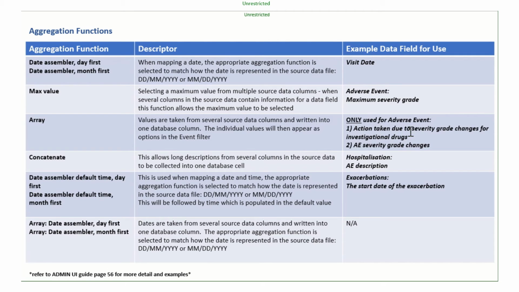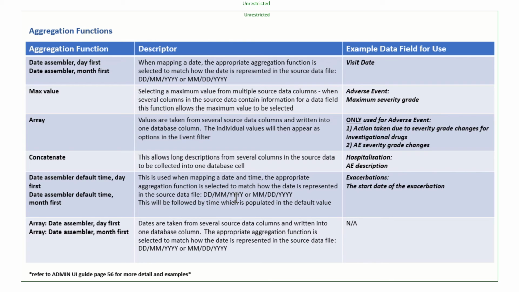where action taken due to severity grade changes for investigational drugs and AE severity grade changes. The latter three aggregation functions are less commonly used, but they are available should the need arise. Concatenate just allows you to take long descriptions from several columns in the source data to be collected into one database cell. An example of this is hospitalisation AE description.